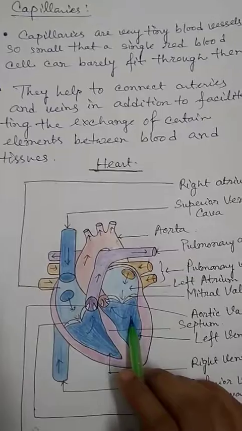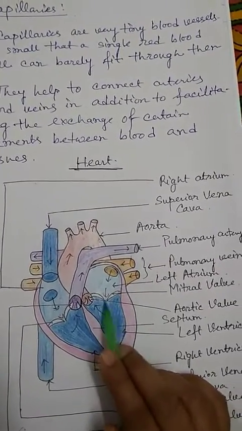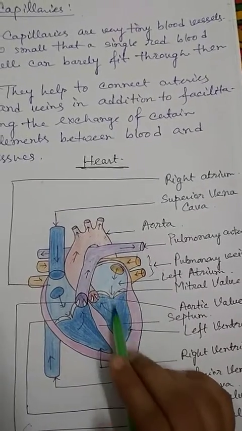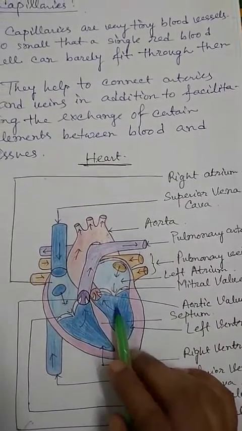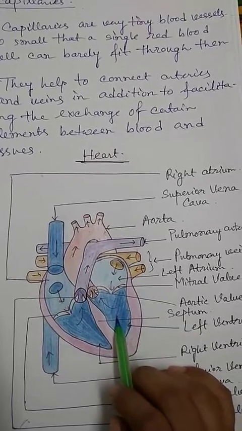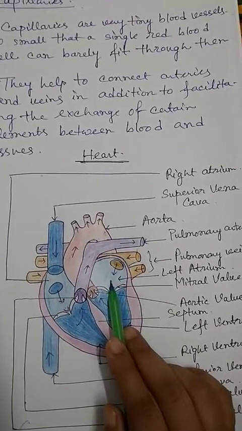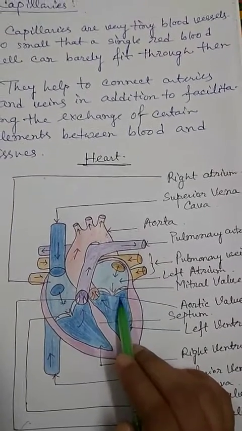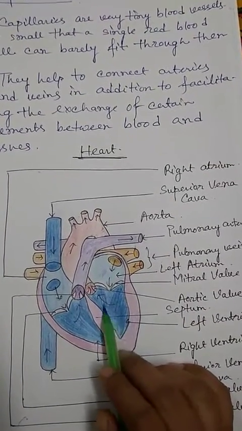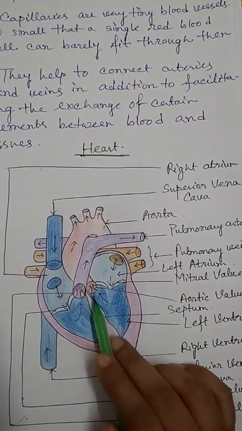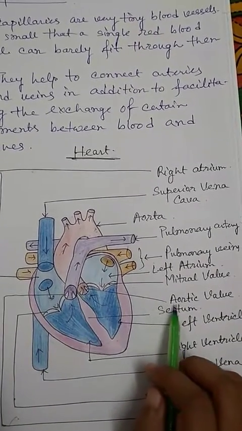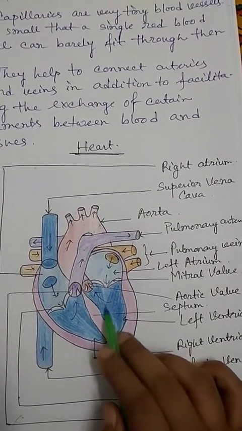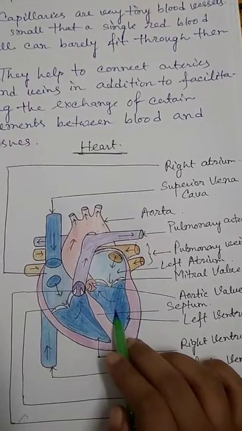Similarly on the left side, this is the mitral valve, present at the junction of the left atrium and left ventricle. So when the blood enters into the left ventricle, it cannot go back into the left atrium because of this mitral valve. Similarly, when the blood goes into the aorta, at the mouth of the aorta you can see the aortic valve. It does not allow the blood to come back into the left ventricle.